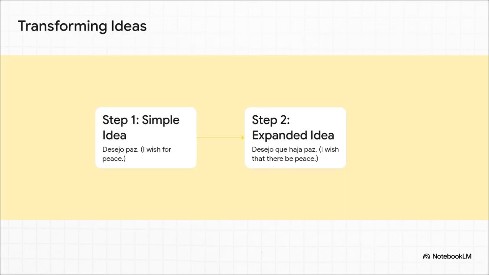And you can really see that transformation in action here. You could start with a simple idea. I wish for peace. Desejo paz. Simple enough. But to make it more specific and expressive, you can expand that one little noun, peace, into a whole clause. I wish that there be peace. It's just a much richer thought.